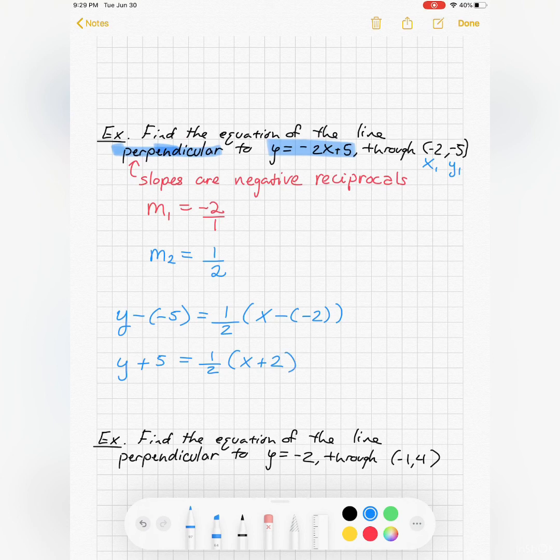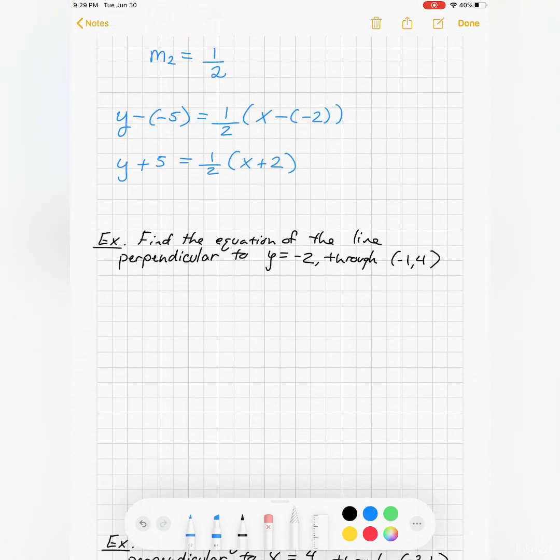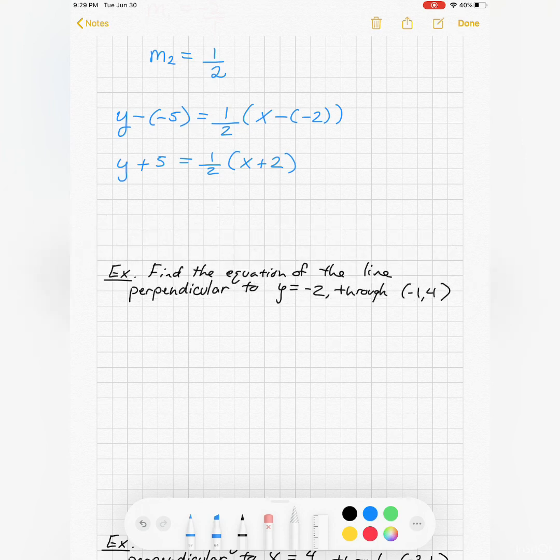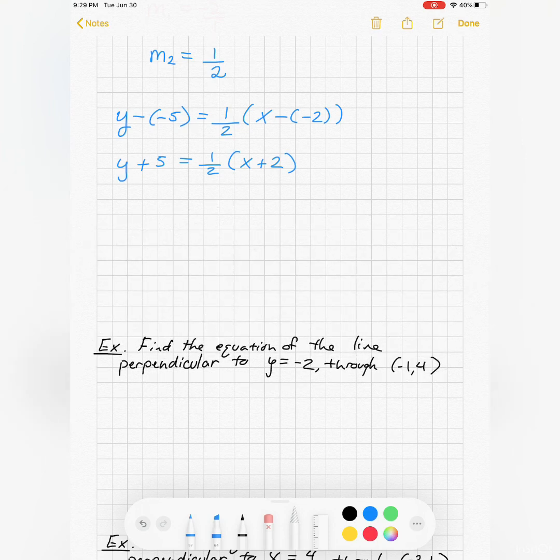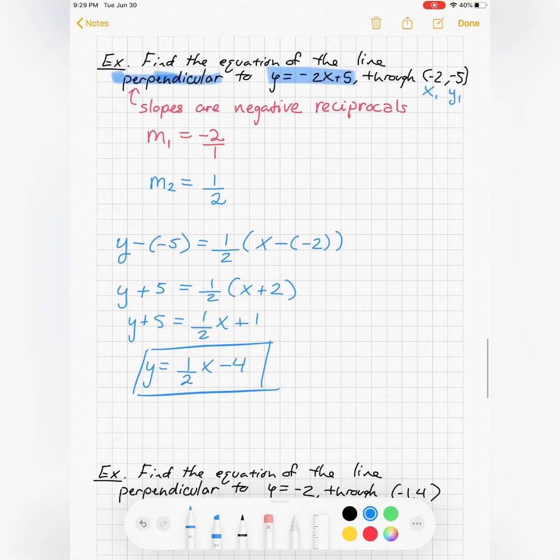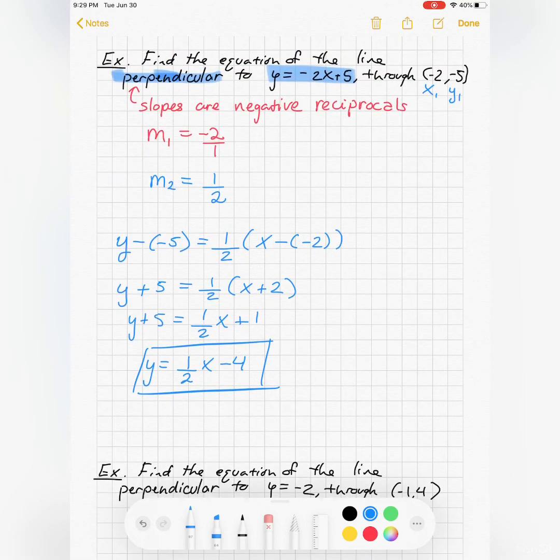Then like so. Distribute and subtract. So y is a half x minus 4. Slope-intercept form. Do we want to do a sketch and check?